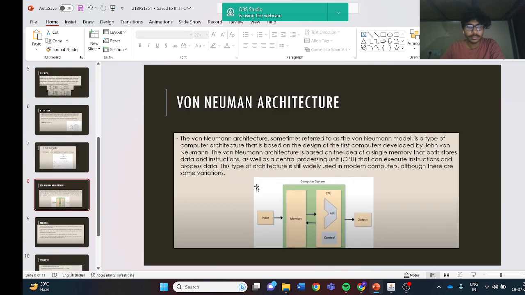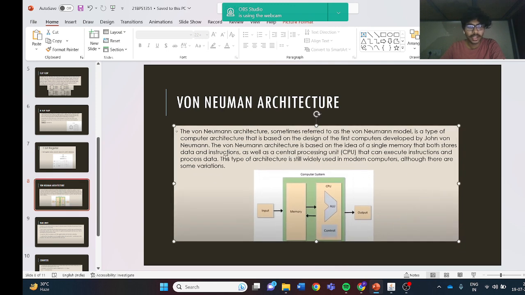Von Neumann architecture. The von Neumann architecture, sometimes referred to as the von Neumann model, is a type of computer architecture that is based on the design of the first computers developed by John von Neumann. It is based on the idea of a single memory that stores both data and instructions, as well as a central processing unit, the CPU, that can execute instructions and process data. This type of architecture is widely used in modern computers, although there are some variations.